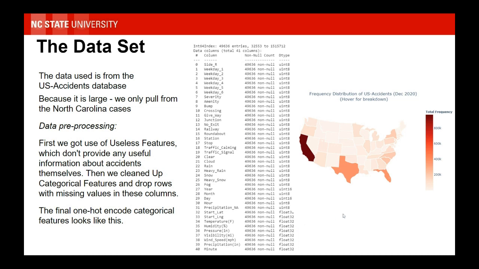During data processing, we got rid of useless features which don't provide any useful information about the accidents themselves. Then we cleaned up the categorical features and dropped rows that had missing values in the columns. The final one hot encoded categorical features is shown on the right.